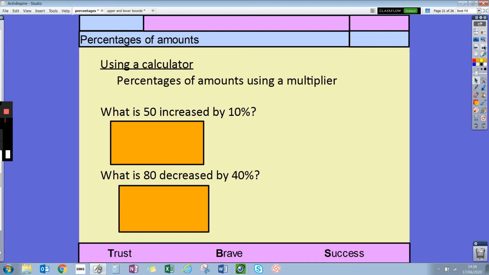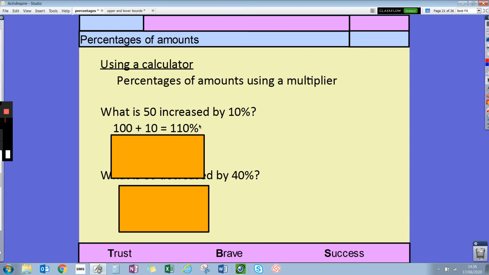So now we've looked at just finding percentages of amounts using a multiplier. Now we're going to increase amounts by a percentage using a multiplier and decrease amounts using a multiplier. So what's 50 increased by 10%? If you think about increasing, that means you're adding something on. So if we start at 100% and we add on 10%, that's 110%.